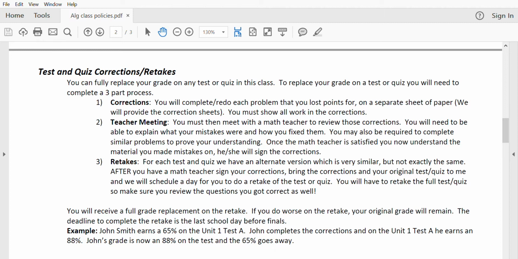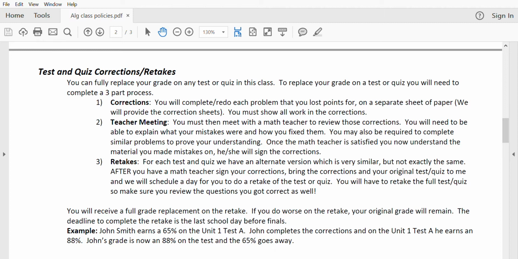All right. So please know that this is for anybody. I mean, even if you get a 99% and you want that 100%, you can retake a test or a quiz. Please just remember it's a three-part process. Corrections, meeting with a teacher to get the correction signed, and then the retake.